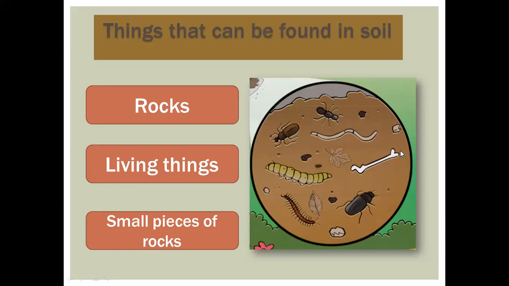You can see here the bone. This bone can be of any animal. It can be human or it can be animal. So in the soil, you can find all these things. Some of the things are living inside the soil and some of them are non-living or dead.